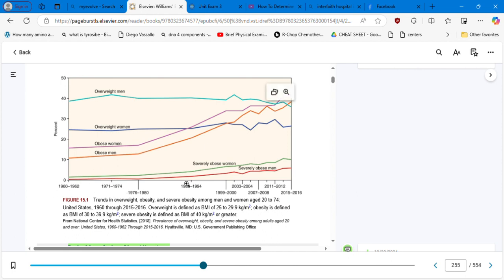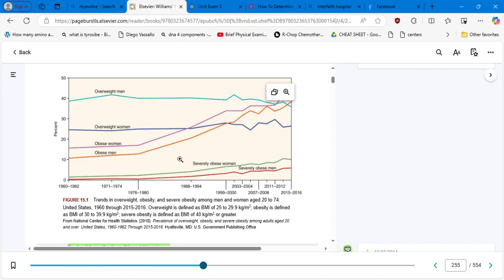So this is your XY, right? From 1960 all the way to 2016. You can see, for example, obese men in 1960 were 10% of the population. Right now, through the years, the obese men went all the way to almost 40% of the population. If you observe the overweight men and overweight women, somehow they are stable. In the case of the men, the number decreased a little bit in comparison with 1960.